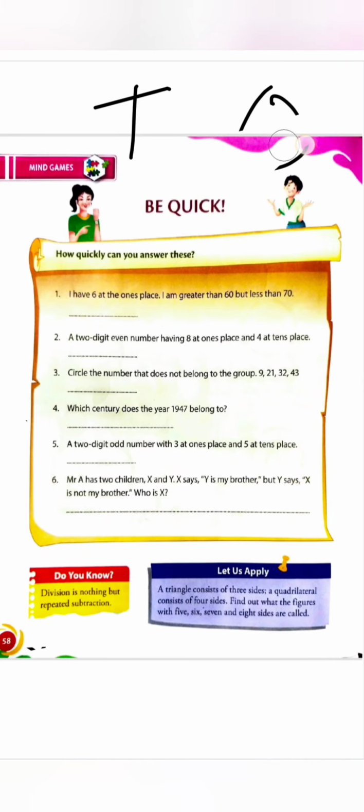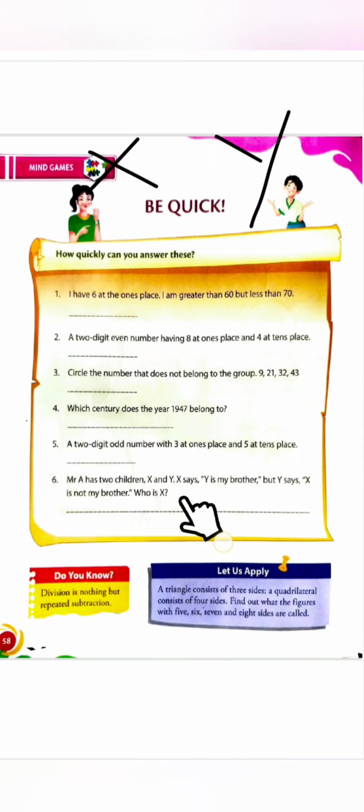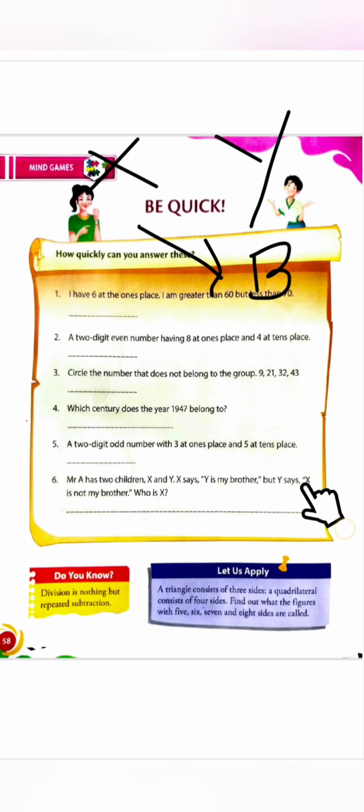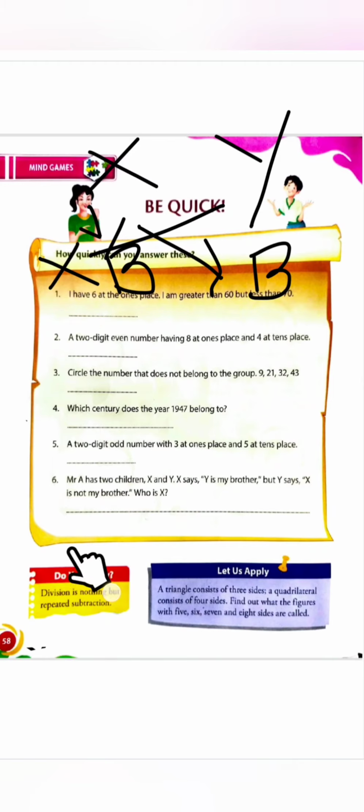Now kids, see in question number 6. Mr. A has 2 children, X and Y. X says, Y is my brother. But Y says, X is not my brother, right? So, who is X?